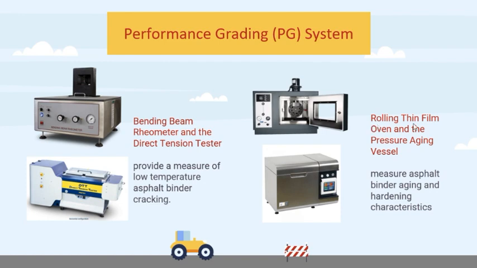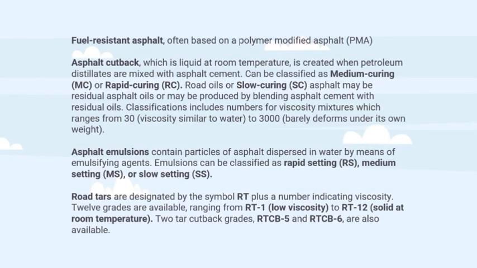So the next one is the rolling thin film oven. So as you can see, para talaga siyang oven. And yung next is for pressure aging vessel naman. So ito, additional information ulit para sa mga asphalt pa rin. Fuel resistant asphalt, often based on polymer modified asphalt or PMA. Ito is available and has demonstrated high resistance to rotting and cracking as well as to petroleum fuels.